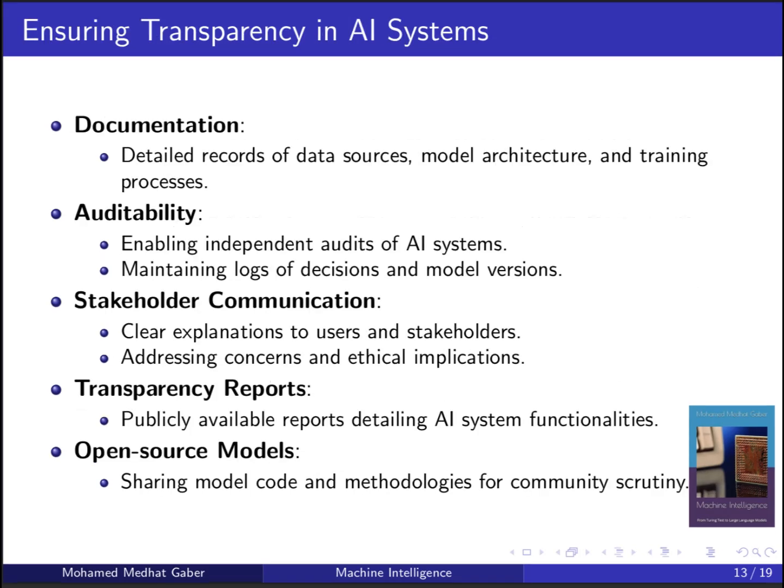Transparency in AI systems extends beyond model interpretability. It encompasses the entire lifecycle of AI development and deployment. Implementing practices that promote openness and clarity is crucial for building trust, facilitating oversight, and aligning with ethical and legal standards. Documentation is a foundational aspect of transparency.